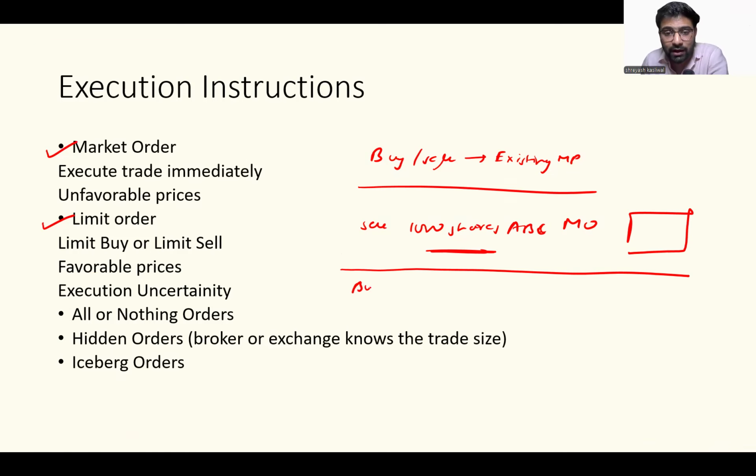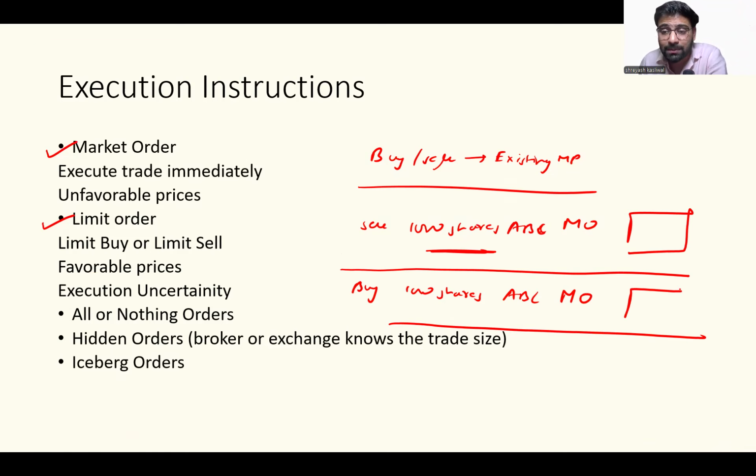Sir, if I'm placing a buy order for 1,000 shares of the stock ABC and the type of order is a market order, that means whatever is the existing price in the market, my stock will be bought at that price. So let's say here it is rupees 110. That means my stock will be sold at rupees 110, right? So here it is, let's say rupees 100.